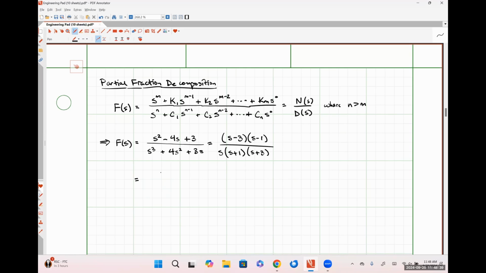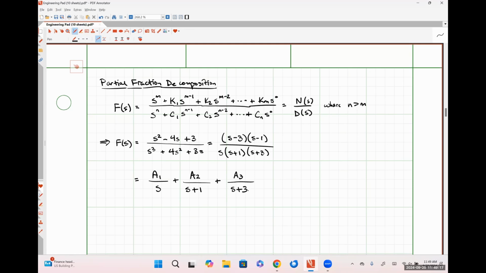So we will have some number a1 over s plus some number a2 over s plus 1 plus some number a3 over s plus 3. So we have decomposed this thing down into the sum of smaller parts, which will all hopefully have a much easier inverse Laplace transform to apply, right? Based on just this thing right here, right?